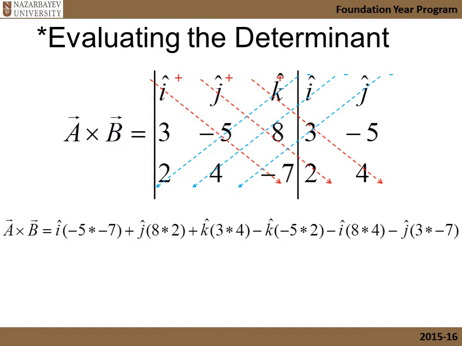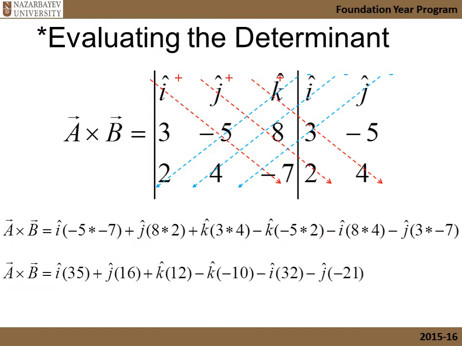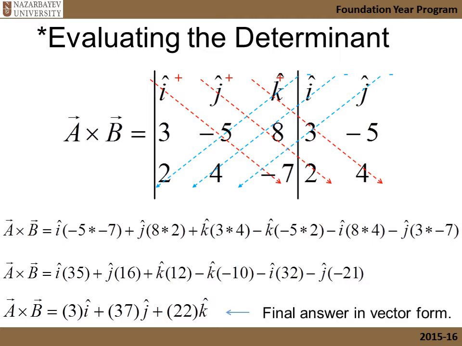So finally our cross product of a and b will be like that, and then after simplifications we have the result, which is 3i plus 37j plus 22k, and our result is the vector with i and j and k. So our final answer is represented in vector form.